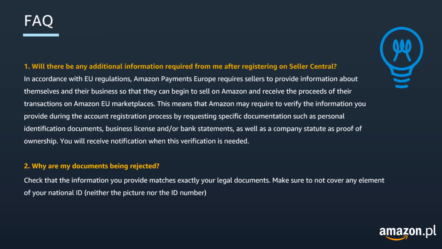Yes. In accordance to EU regulations, Amazon Payments Europe requires sellers to provide information about themselves and their business so that they can begin to sell on Amazon and receive the proceeds of their transactions on Amazon EU marketplaces. This means that Amazon may require to verify the information you provide during the account registration process by requesting specific documentation, such as personal ID documents, business licenses, or bank statements, as well as company statutes as proof of ownership. You will receive notifications from us when these verifications are needed.